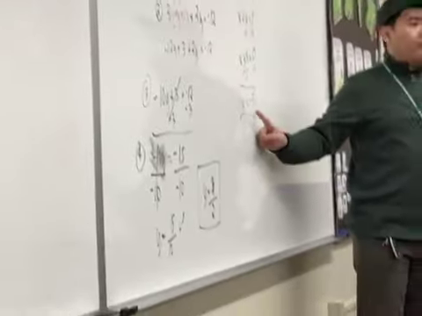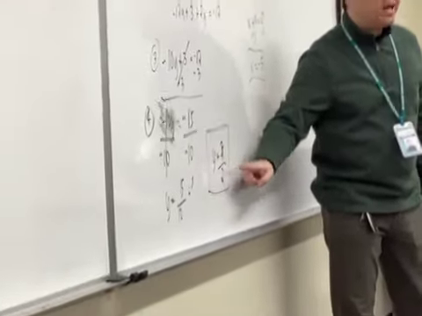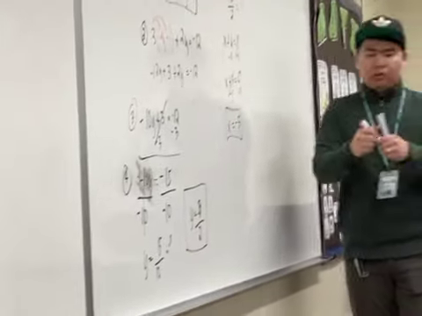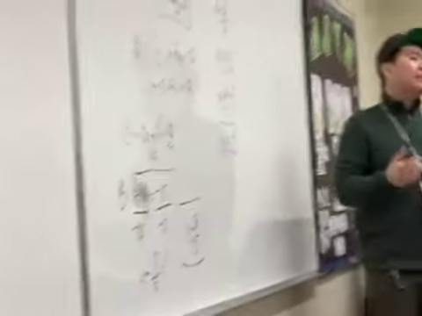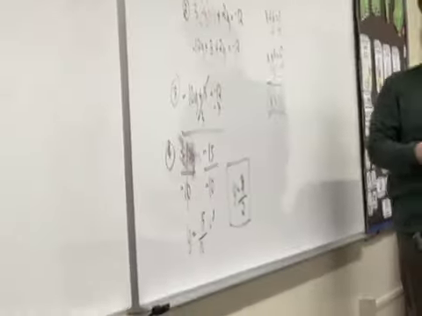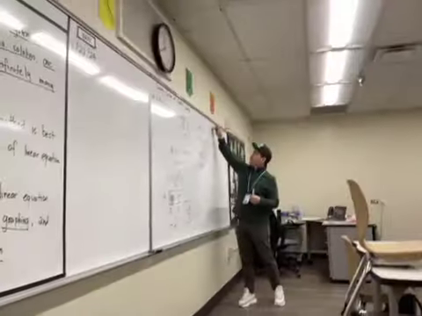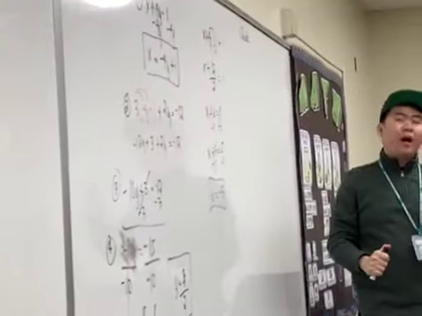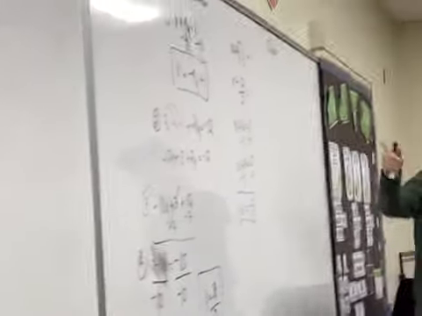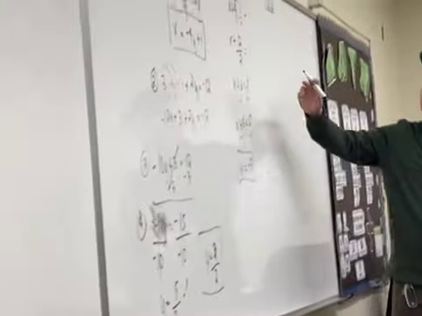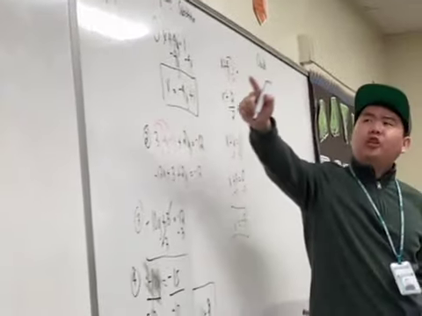X is equal to negative 5. Y is equal to 3 halves. Now how do we know that this is the correct one? So we are going to check. That is why I need your 100% attention.